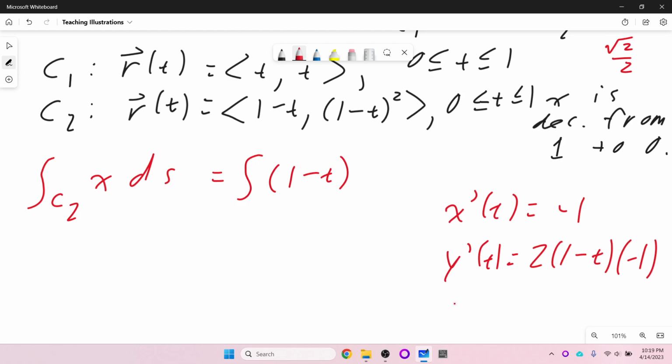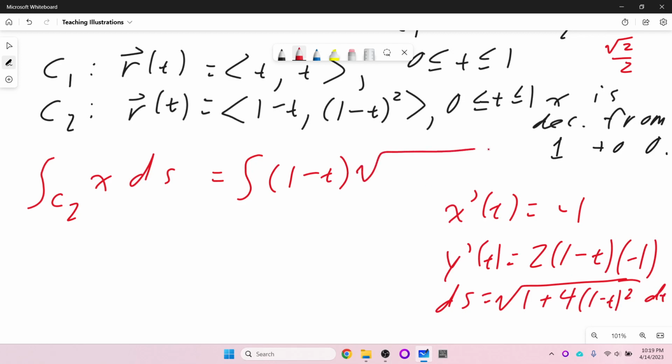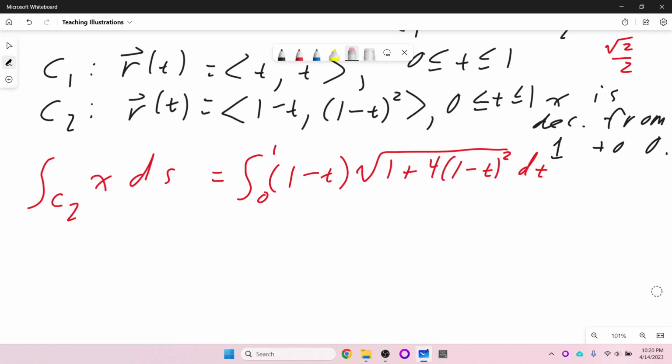So our ds here would be the square root of 1 plus, and then square this whole thing, 4 times (1 minus t) squared dt. So you get the integral from 0 to 1 of 1 minus t times the square root of 1 plus 4 times (1 minus t) squared dt. All right, I'm going to erase some of this. And now we're down to a Calc 1 problem, which is what we always want to do: reduce to Calc 1 problems.